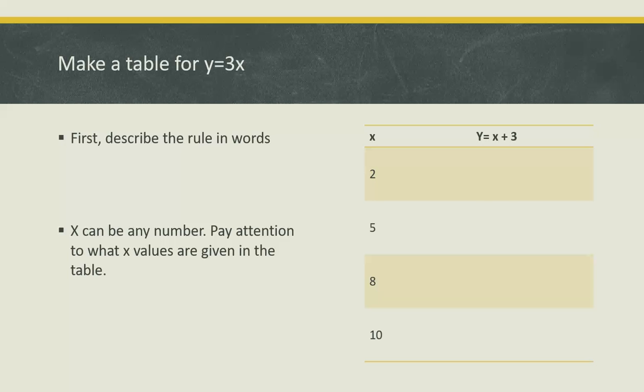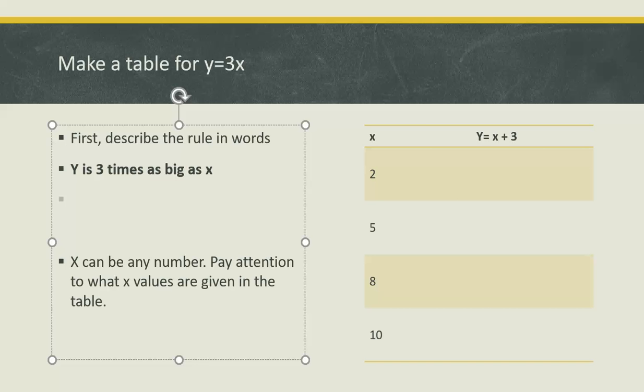Let's look at another example. Y equals 3x. You might not remember from last year, but we learned that when the number and the letter are right next to each other, that means 3 times x. So our rule in words will be y is 3 times as big as x. Or another way you could write this is, we're going to multiply x by 3 to get y.